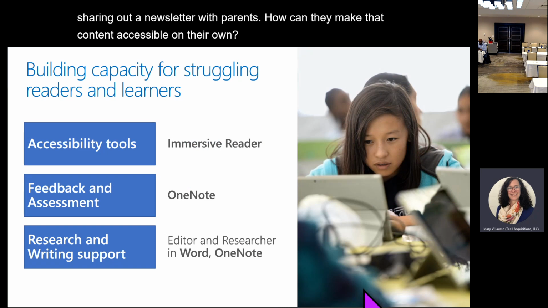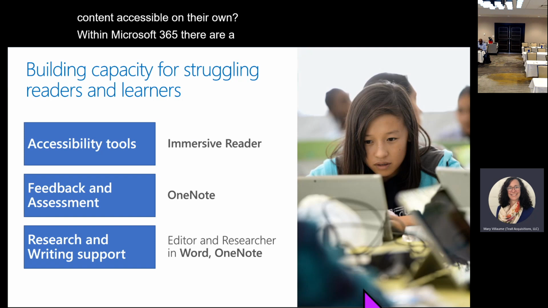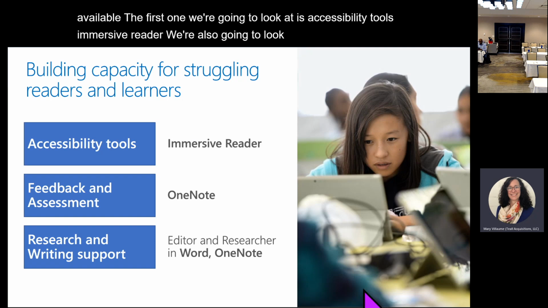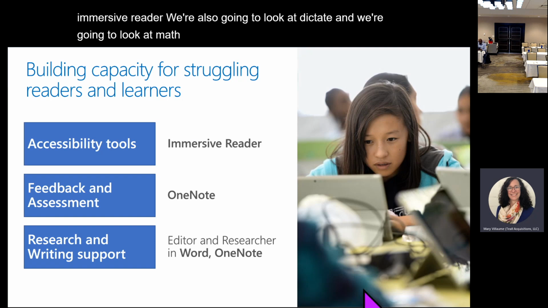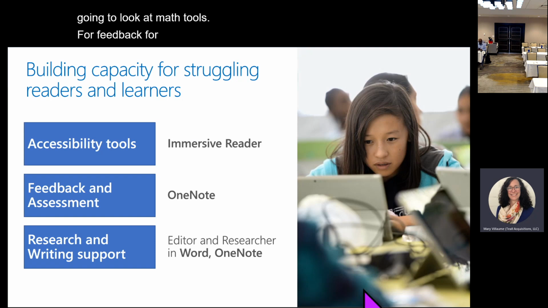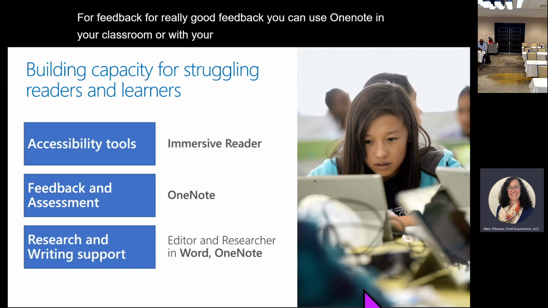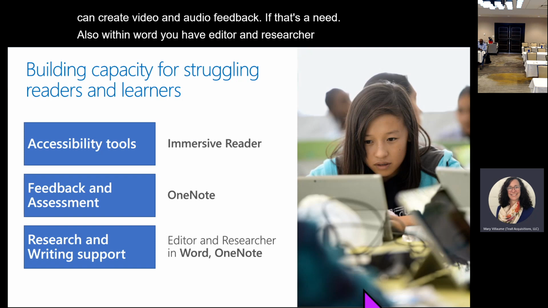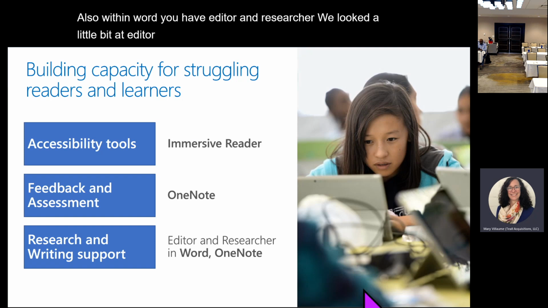Within Microsoft 365, there are a couple of things that are available. The first one we're going to look at is accessibility tools: Immersive Reader, we're also going to look at Dictate, and we're going to look at math tools. For really good feedback, you can use OneNote in your classroom or with your faculty, because within OneNote you can create video and audio feedback if that's a need. Also within Word, you have Editor and Researcher. We looked a little bit at Editor, but Editor and Researcher are both in Word and OneNote.